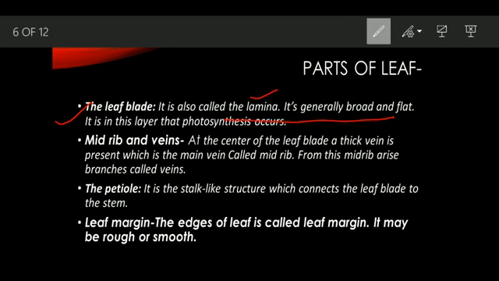Again here, midrib and veins. What is midrib? Suppose you go into the garden and take a leaf of a mango tree. You will see a thick vein present in the middle, at the center of the leaf. This thick vein is known as the midrib. How can we define midrib? At the center of the leaf blade, a thick vein is present, which is the main vein, and this main vein is called the midrib. From this midrib, several branches arise, and these branches are called veins.